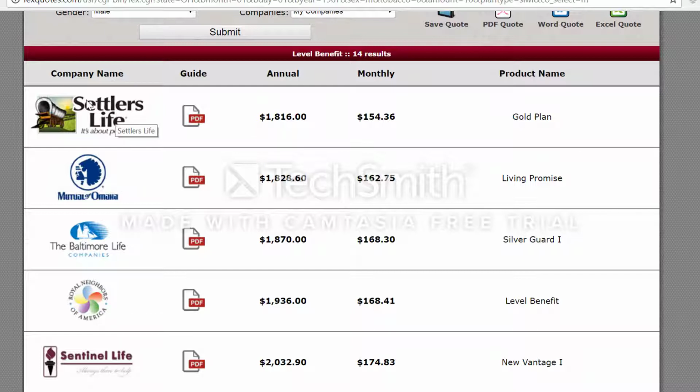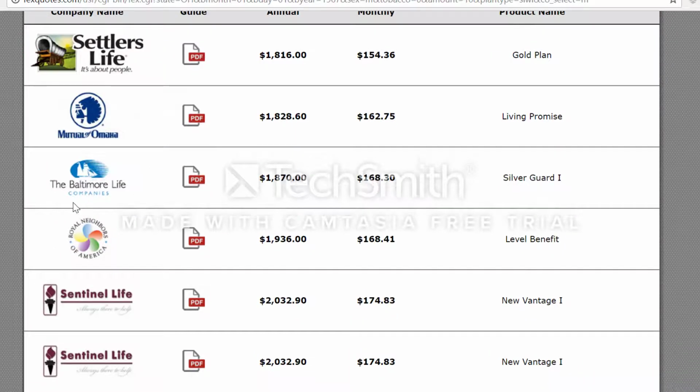Settlers is not telesales yet. You have to be face to face. We've got them on here because they are looking at adding telesales, so we're just going to get you guys familiar with the rates. Mutual of Omaha, some of you are contracted with them and you can use them obviously. So that's how you do that.